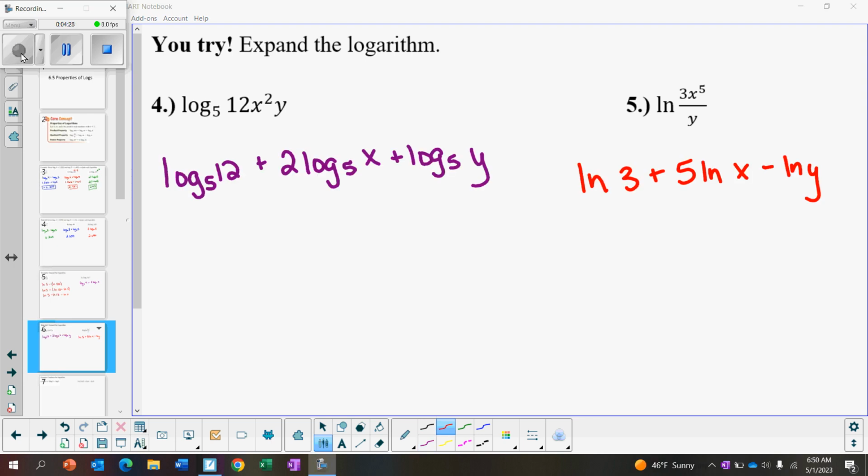All right, let's check our answers there. For number 4, we had multiplication, so that becomes addition, and the x had a power of 2, so we moved the 2 out front. For number 5, we had some multiplication and some division, so our multiplication was plus, our division was minus, and x had a power of 5, so we brought that out front.